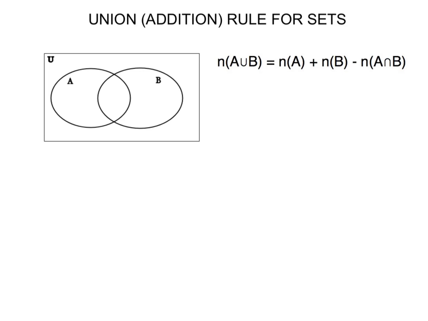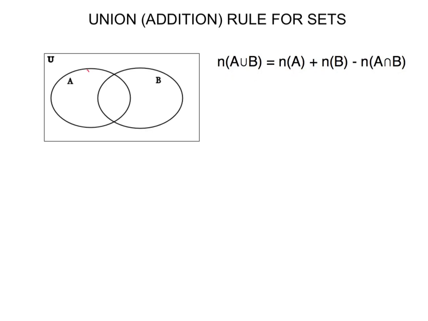So the union rule for sets, also known as the addition rule for sets, states that the number of elements in A union B is equal to the number of elements in A plus the number of elements in B minus the number of elements in A intersect B. This is a rule that has to do with how many elements are actually in our set. And the fact of the matter is, if we take a look at our Venn diagram, we can see that this actually makes perfect sense.